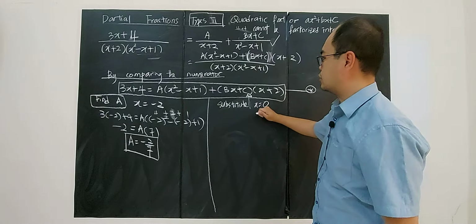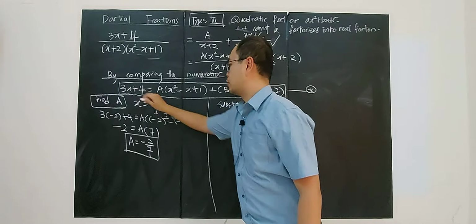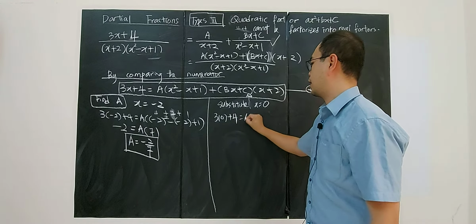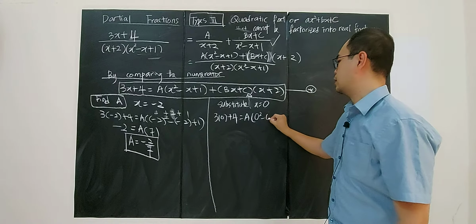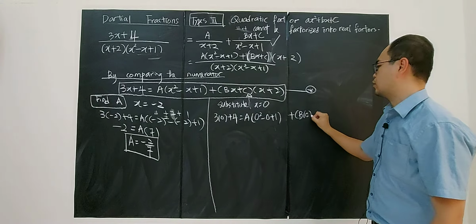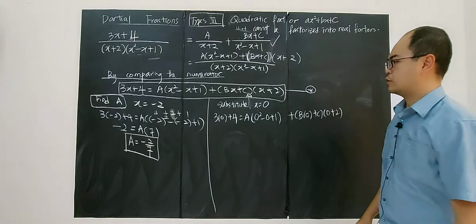So I substitute x equals 0, choosing any number. Where is 0? So I put in here. So I have 3 times 0 plus 4a times 0 squared minus 0 plus 1, plus b times 0 plus c, times 0 plus 2. It's helped a lot. It's really helped a lot.